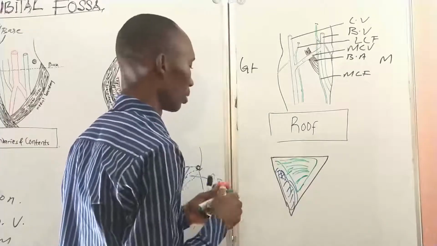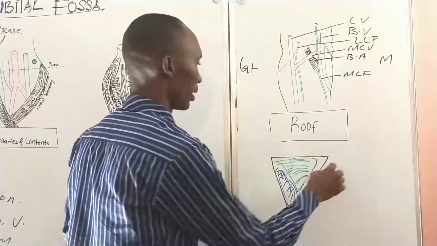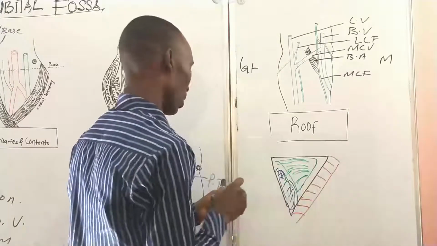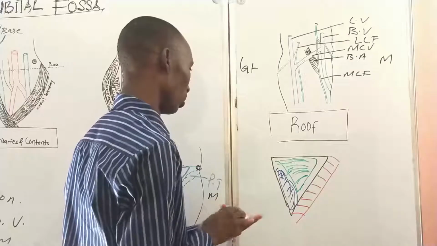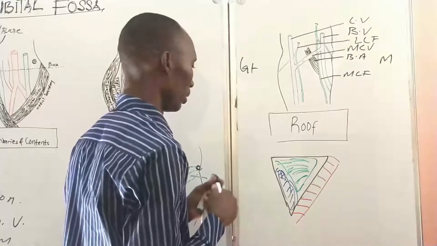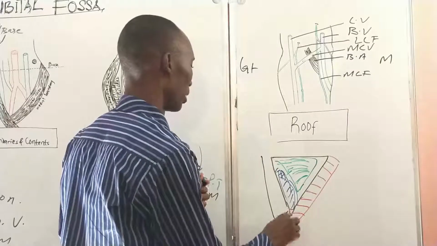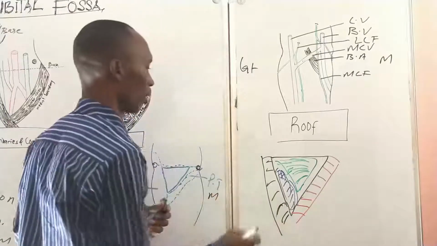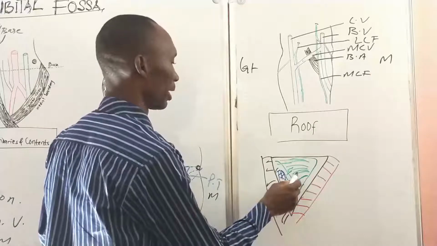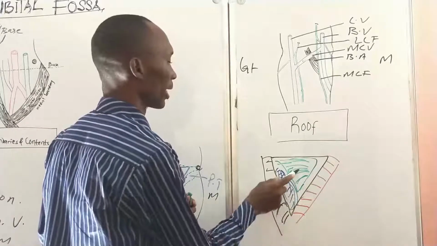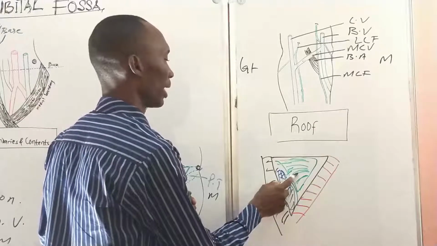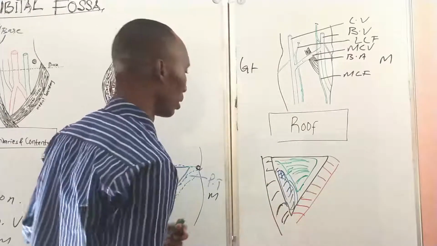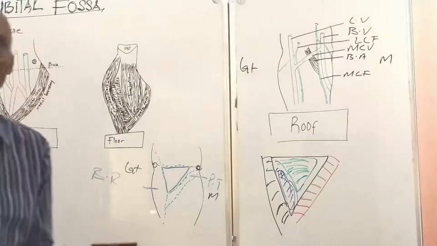At this point, we saw the pronator teres, and we also note the brachioradialis. So for the floor, we are seeing brachialis superomedially and supinator inferolaterally. The next thing we'll be looking at will be the contents.